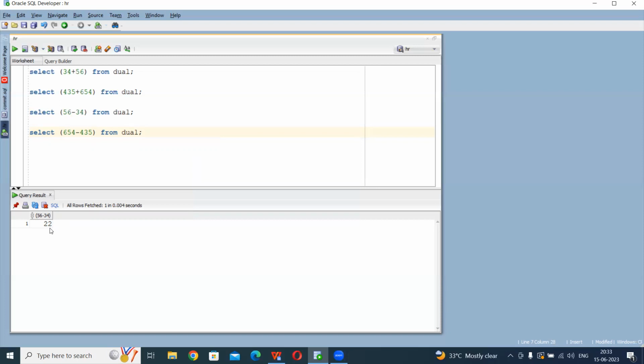So guys, whatever the query you are writing, please do remember that you need to start writing the query with a select keyword and you need to terminate the query with a simple semicolon.